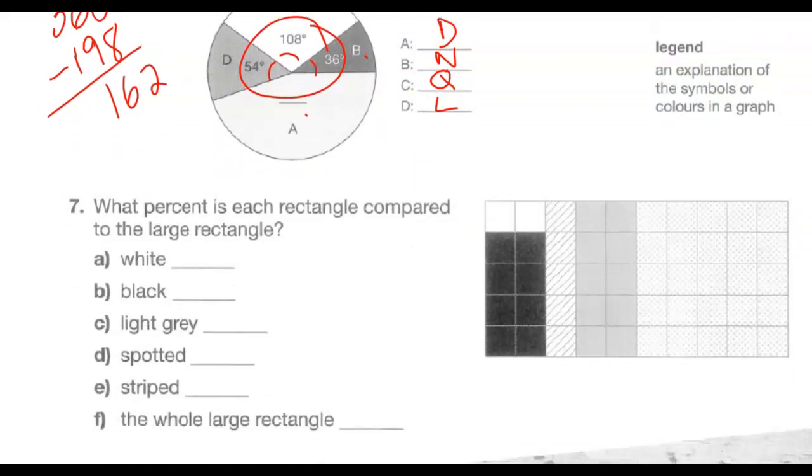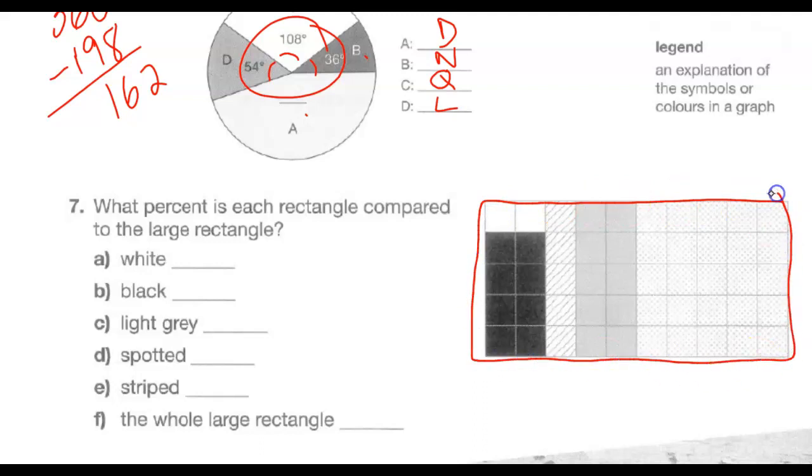And then the last question, what percent is each rectangle compared to the large rectangle? So this is really just remembering our percent. First of all, you need to know how many boxes in total. So 1, 2, 3, 4, 5, 1, 2, 3, 4, 5, 6, 7, 8, 9, 10. So there's 50 in total. So the white, there's 2 out of 50. So you go 2 divided by 50 times 100. So that's going to be 4%.